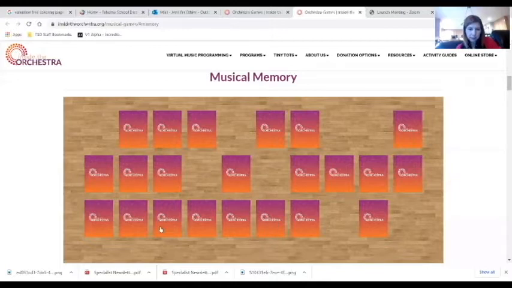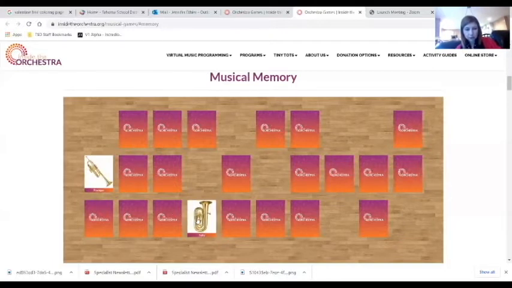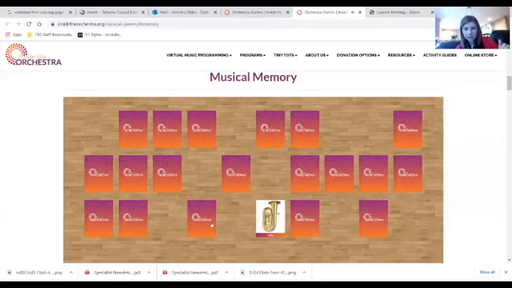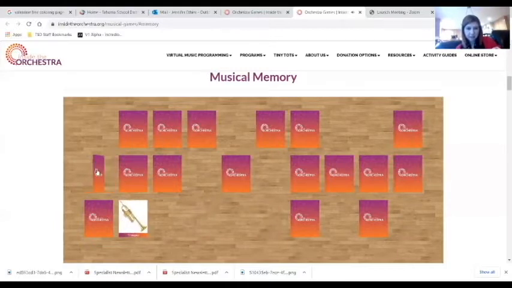Nope. All right, let's see. Harp. Ooh, harp is part of the string family. Nope. Oh, violin. Oh, trumpet. Oh, is it this one? No. Oh my gosh, that was lucky. Tuba. Yes. Woo, it's all coming together, people. Yeah, yeah.